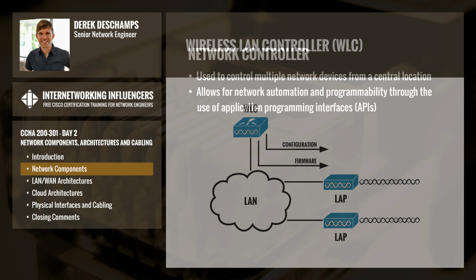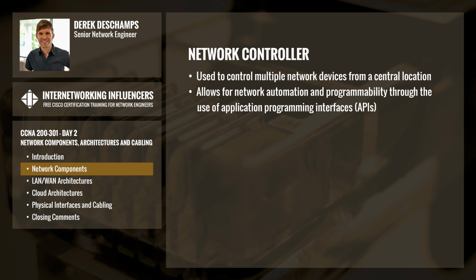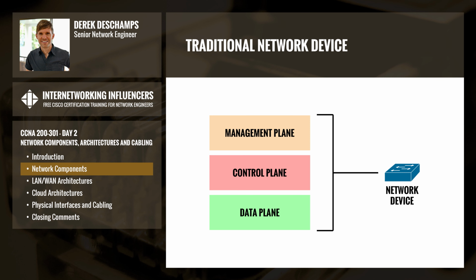A network controller is used to control multiple network devices from a central location. A network controller also allows for network automation and programmability through the use of application programming interfaces, or APIs. For example, the functions of a traditional network device, such as a switch or a router, can be divided into three planes. The management plane is used to access and manage the device. The control plane provides all the information necessary to forward data, including routing information, while the data plane performs the actual forwarding of data.